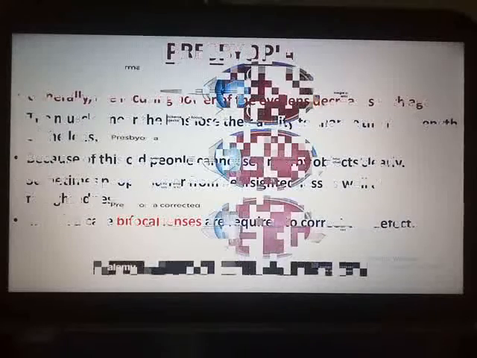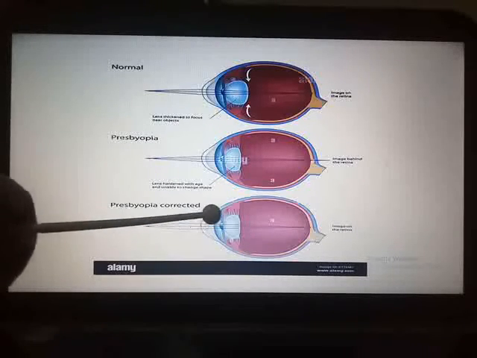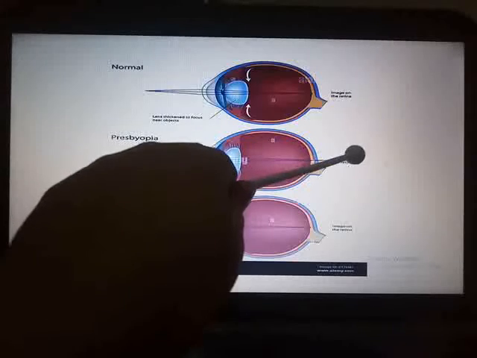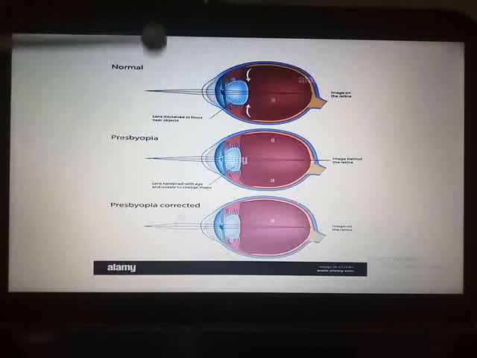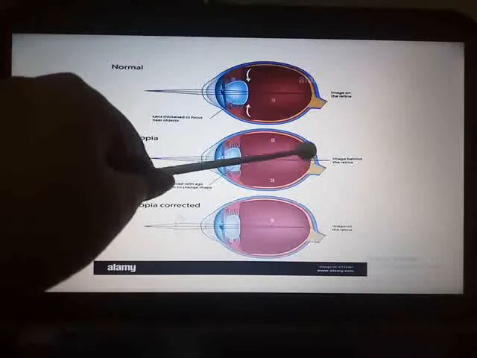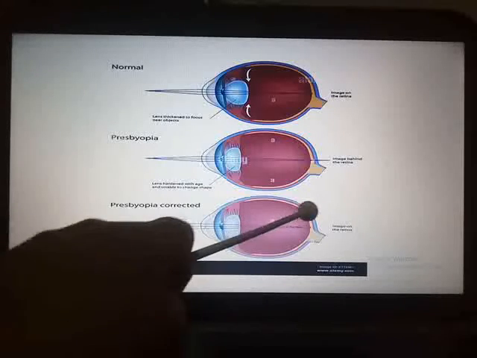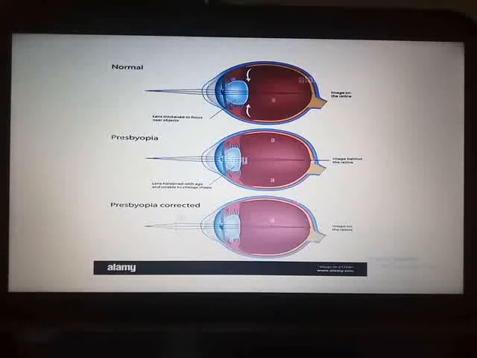A photograph is not given in the textbook. I have taken one of the images from the net. This is the normal eye. This is the presbyopia, and here it is the presbyopia which is corrected. You can see the image behind the retina. Hence it is mostly called old age hypermetropia. In old age hypermetropia, the image is formed behind the retina, and in the third case you can see that presbyopia is corrected, so the image is on the retina.